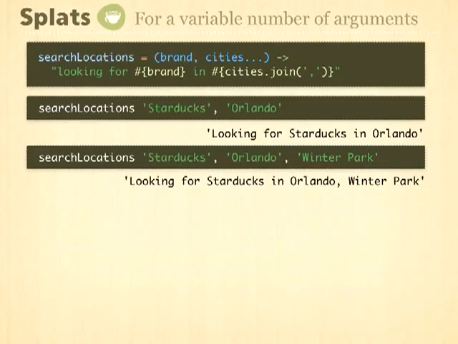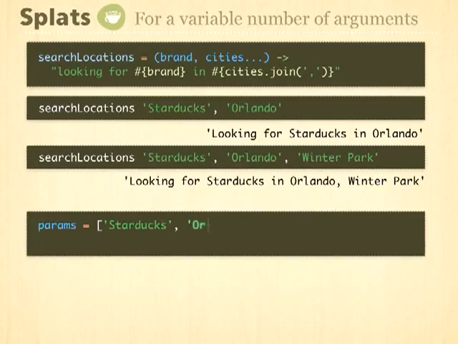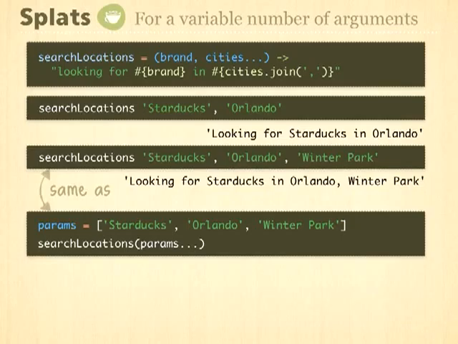Not only can splats be used in the definition of a function, but you can also use them to call a function. Let me show you. You see here we have a parameter array of the parameters. Well, we can send in those parameters into our searchLocations function, and these 2 lines are basically equivalent.